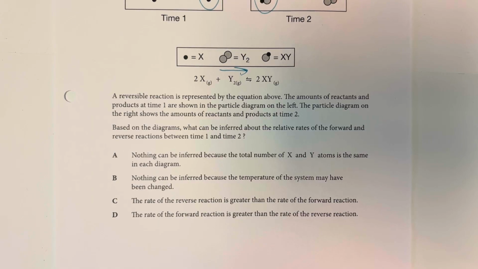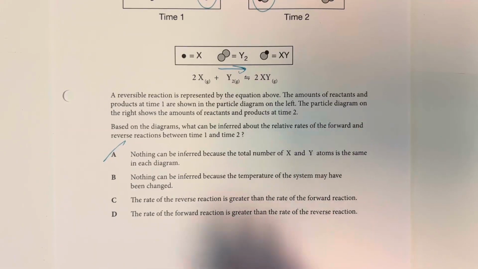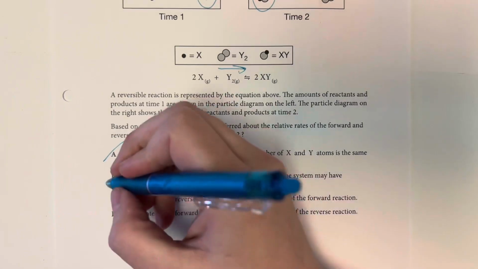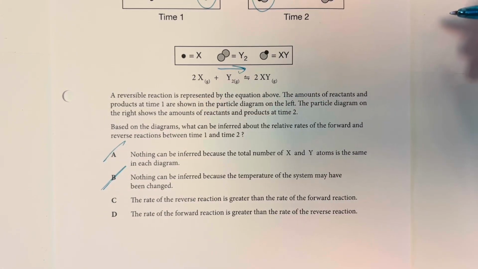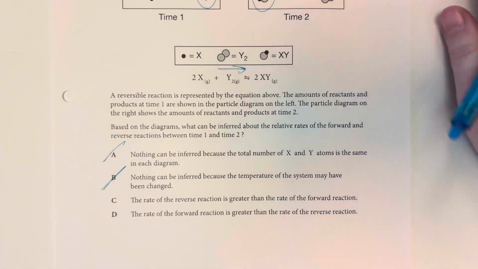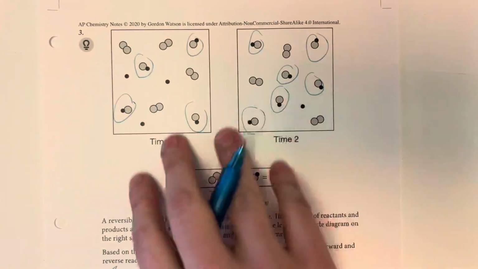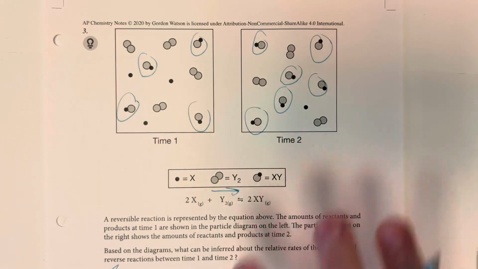Option choice A says nothing can be inferred because the total number of X and Y atoms is the same in each diagram. No, the products versus reactants and stuff does change, and even if they didn't change, we could infer something about that. So no. Option choice B says nothing can be inferred because the temperature of the system may have changed. That would change potentially if I was more favoring toward my forward or reverse reaction.